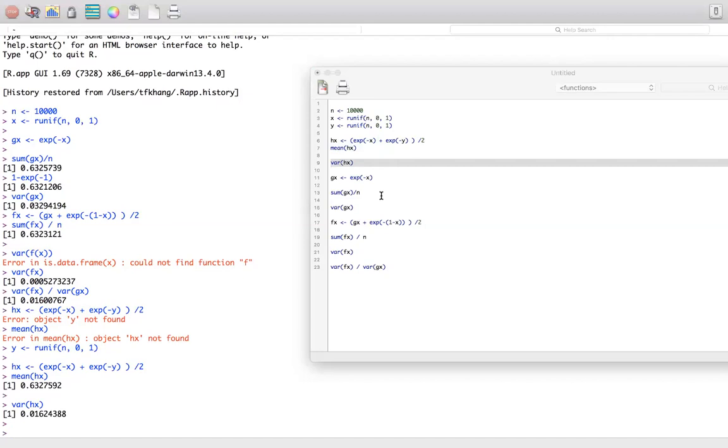So I'll pause here for a while and ask for your understanding. Do you have any questions that you wish to ask about this part here? Any comments from students?